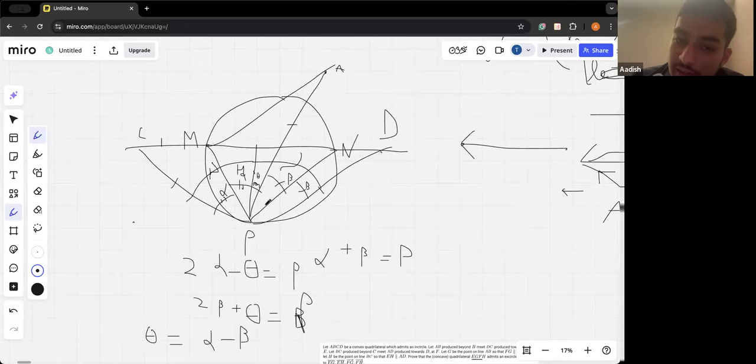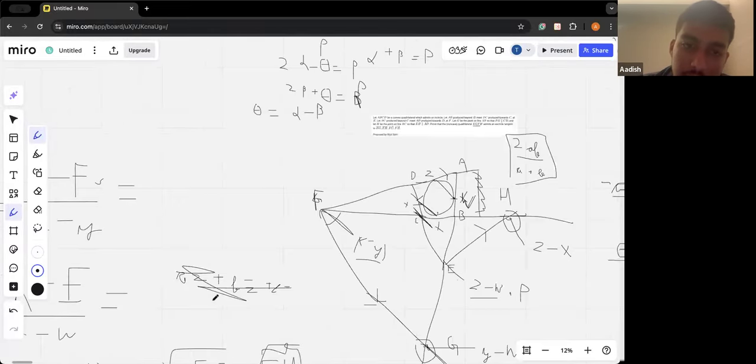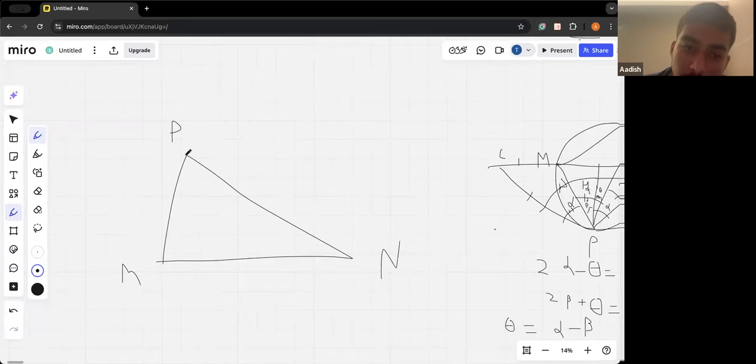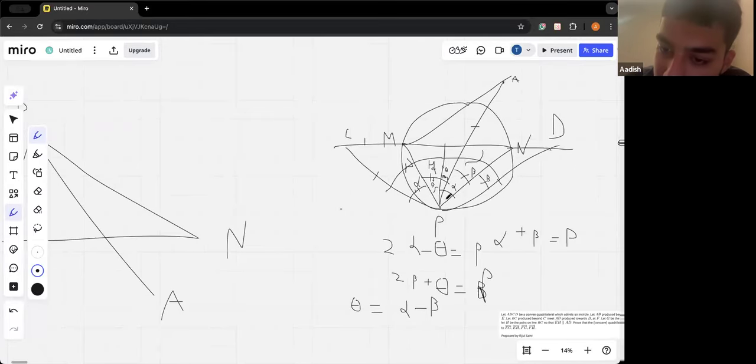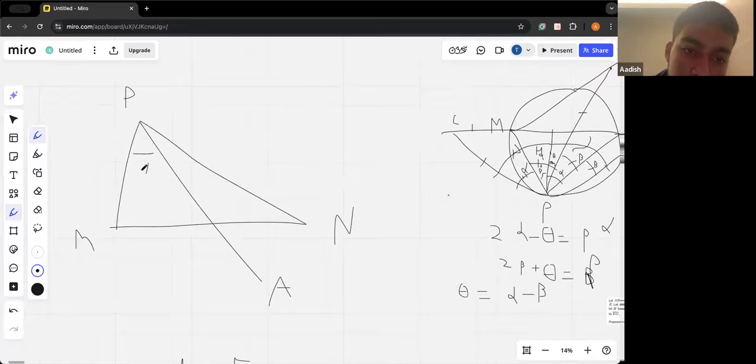So what's this angle? This angle is theta plus beta. So that's alpha, and then this is beta, similarly. Let's draw this diagram again. Oh boy, wow, my Miro skills suck. So you have PMN, and you had A here. Which one was alpha? Which one was beta? Yeah, alpha was with M. So this is alpha.